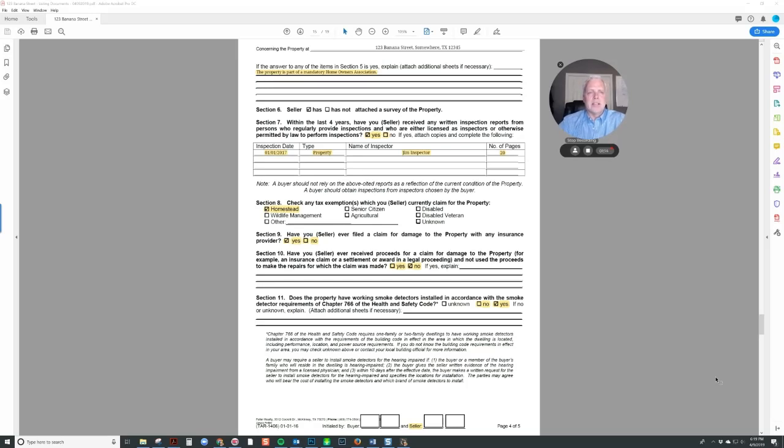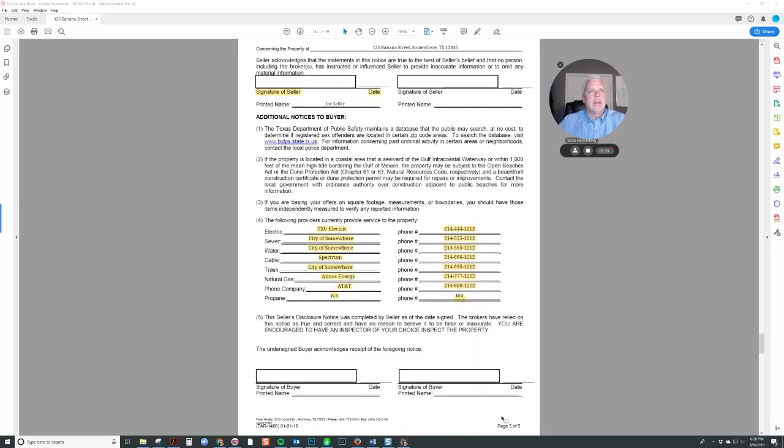Section 11 is just asking whether you have properly installed smoke detectors that are indicated in Chapter 766 of the Health Code. And of course, you'd sign it, initial the bottom of the page. The next page is a signature panel for one seller or two. And then you go down into the service providers. And this is where you would fill out the information of the local service providers for your property.